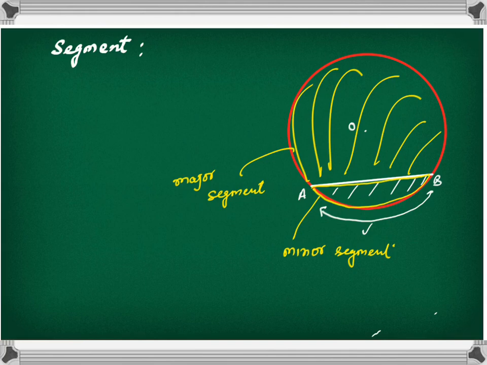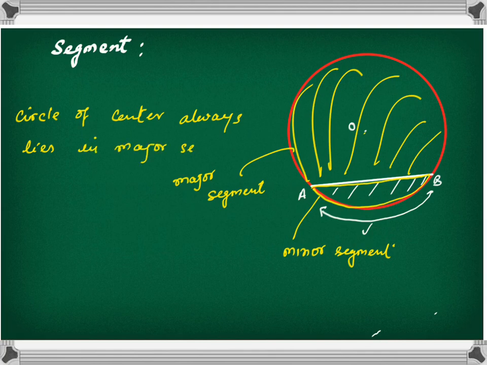So the center of the circle always lies in the major segment. This is an important point to remember: the center of the circle always lies in the major segment. Here the center of the circle is O, and it lies in the major segment. So this is all about the segment.